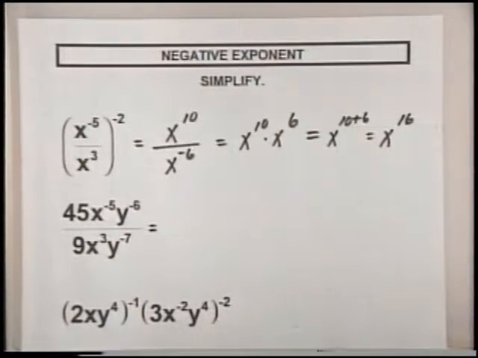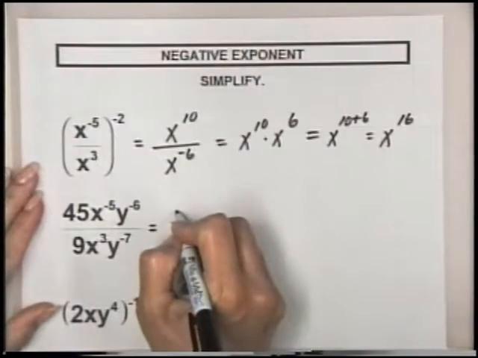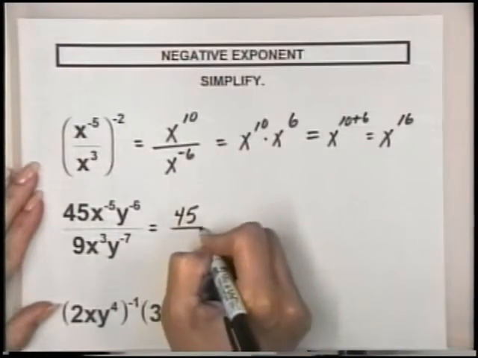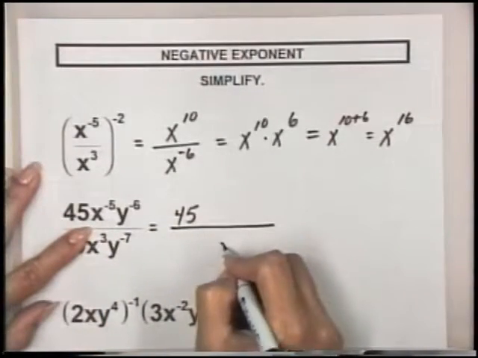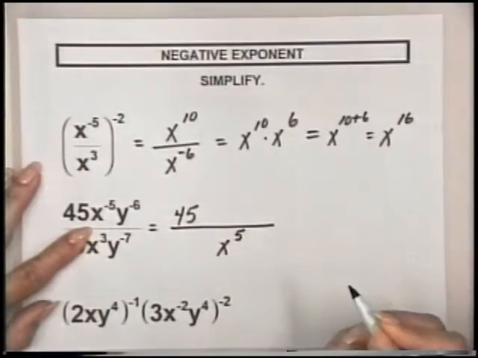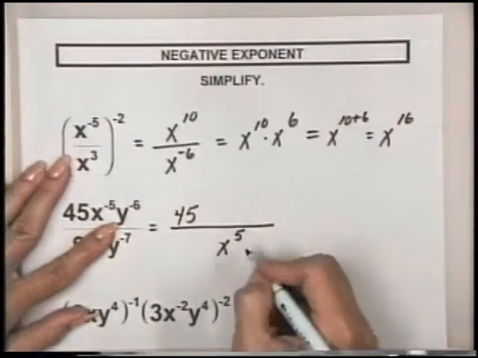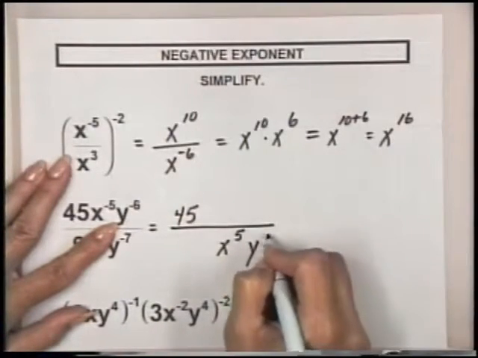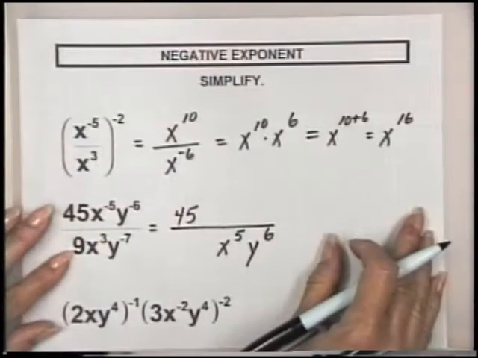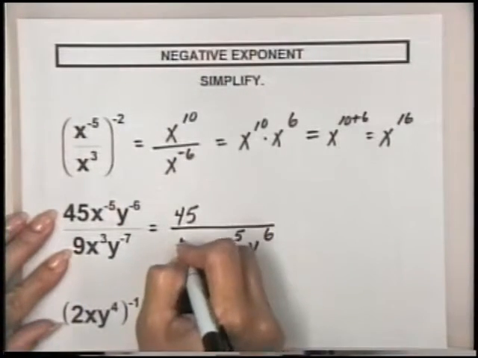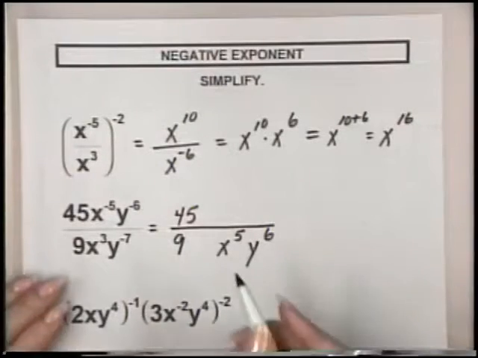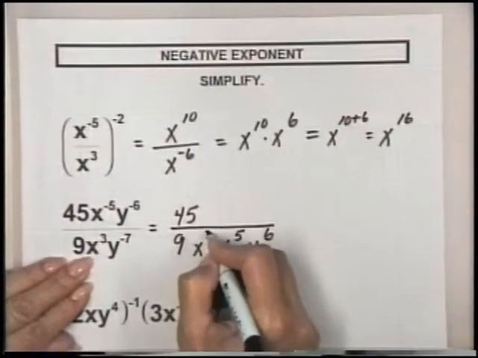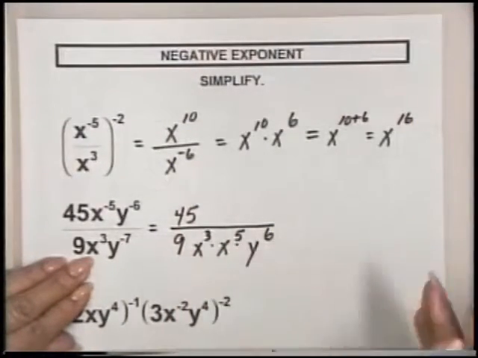For this second problem, before I perform any operations, once again I'm dividing, and usually I move my factors with the negative exponents. I will leave my 45 where it is. My x to the negative 5th will go to the denominator as x to the 5th. My y to the negative 6 will go to the denominator as y to the 6th. My 9 in the denominator will stay where it is because it's understood to have a positive 1 power.